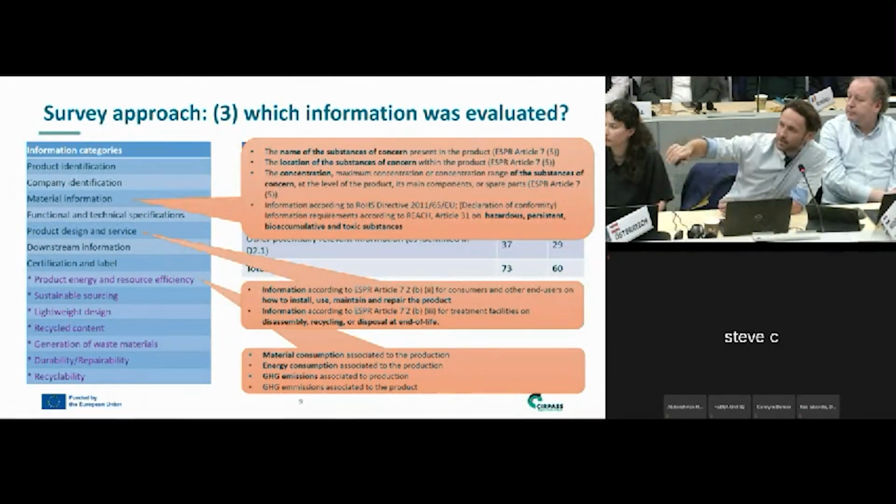The bottom is quite interesting. Here you see product and energy resource efficiency. These are information relevant for calculating the LCA. And here you have material energy consumption and also GHG emissions. The full list is also available then in the report. And here just a little insight.